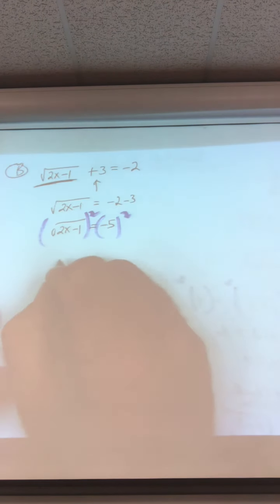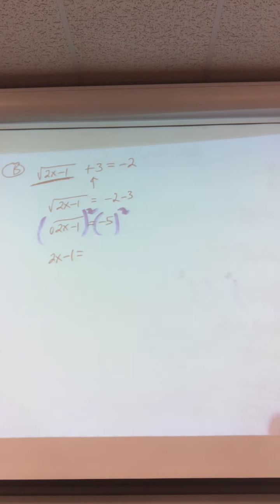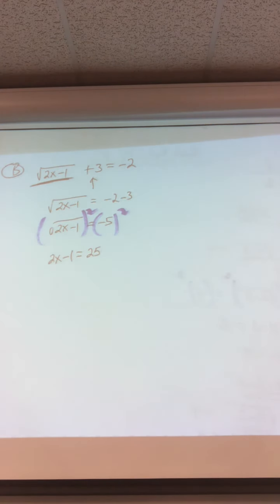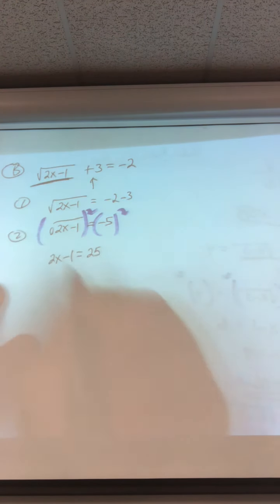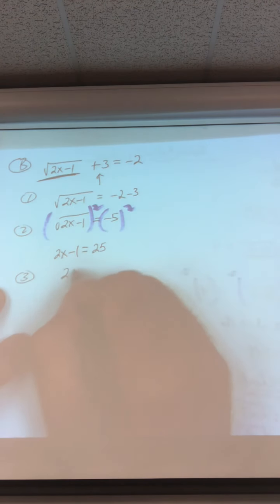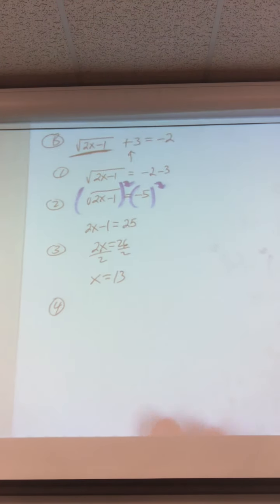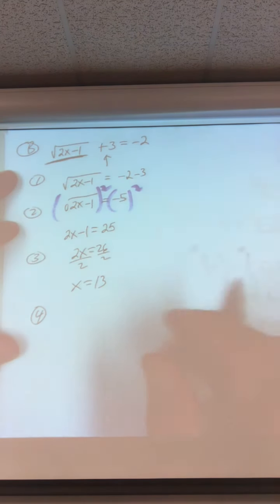Now, why do we do that? Because when you square that square root, it gets rid of the square root. Now, when you square negative 5, negative 5 times negative 5 is a positive 25. This is step 1. This is step 2. Now, step 3, solve the problem that's left. Add 1 to both sides to get 26. Divide by 2 to get x equal 13. Notice I did not circle it because I'm not 100% certain if this answer works or not.